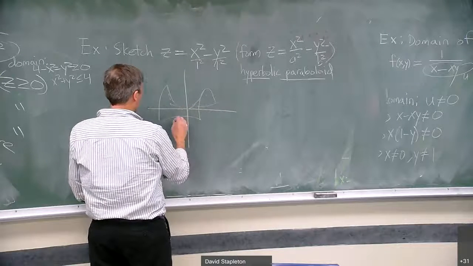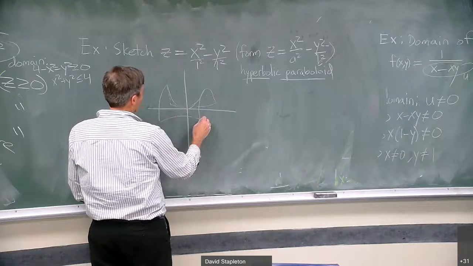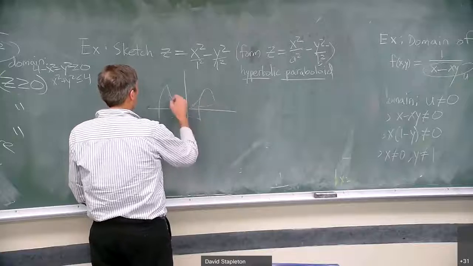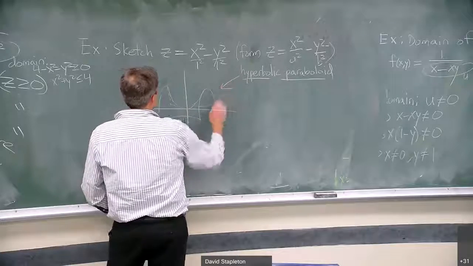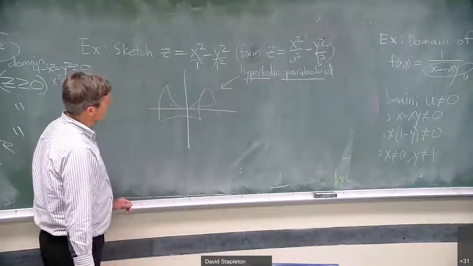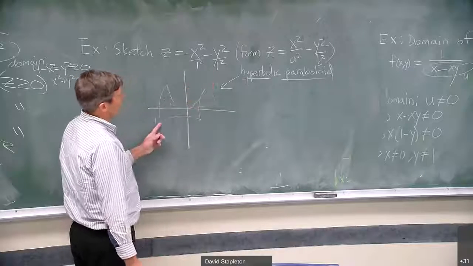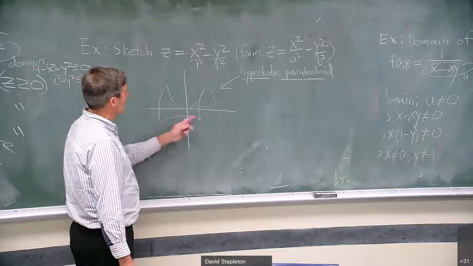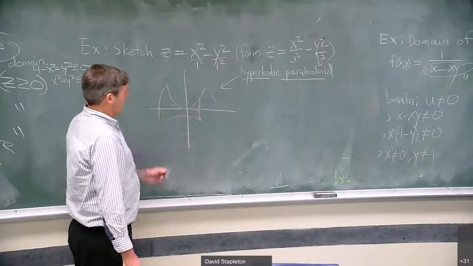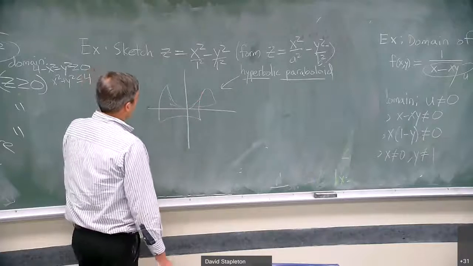And so it has hyperbolic cross sections in this direction. There's the hyperbola. Parabola is down, parabola is up. So it looks something like that. And I don't care if you put in the numbers on this one so much, but if you put in those 3 cross sections, that I call traces in the book, then you can draw this with more accuracy.